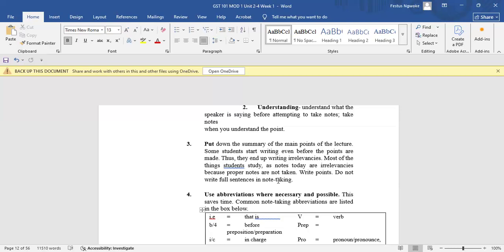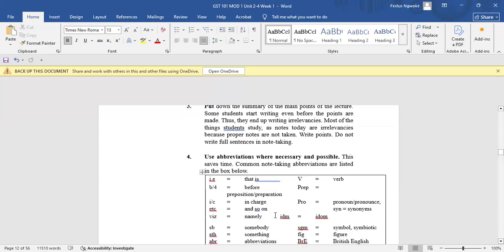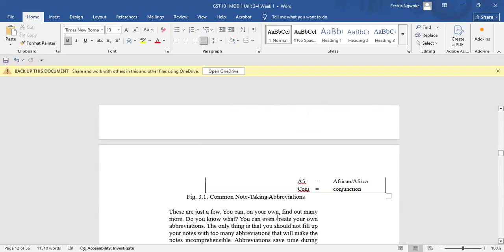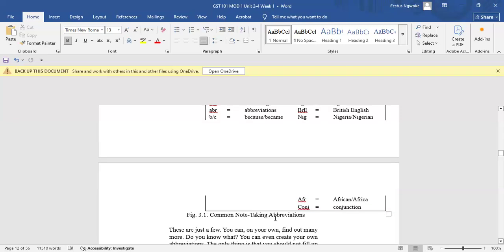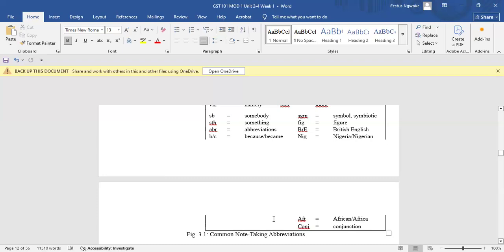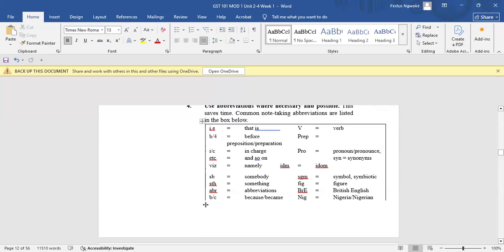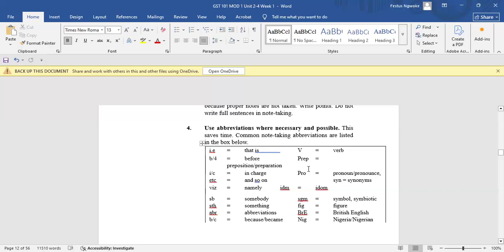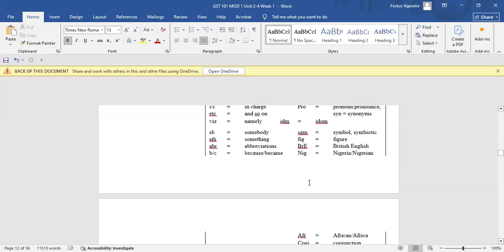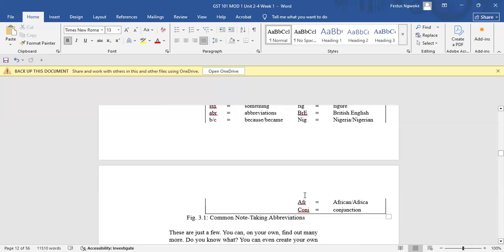Then another one is to use abbreviations. It will help you very well to be able to write fast. Use abbreviations as much as possible. You see a list of them so that you don't have a problem writing words: because is BC, abbreviation is ABR, something is STH, somebody is SB. But these things are for your notes, for your jots. They are not expected to be used in formal writing. Don't use them in formal writing, otherwise you cannot pass.